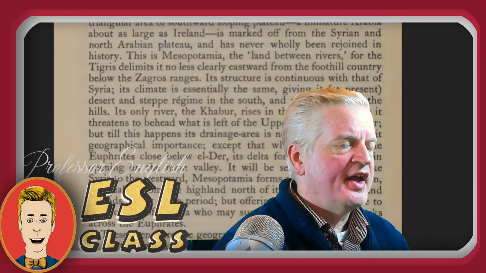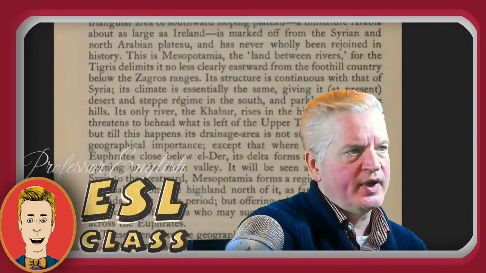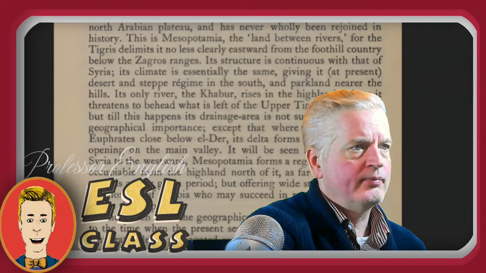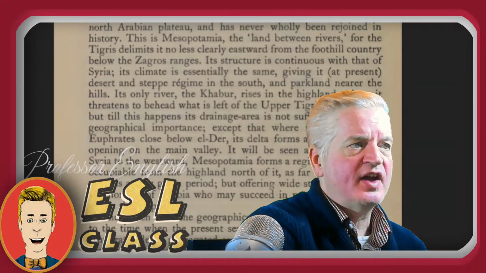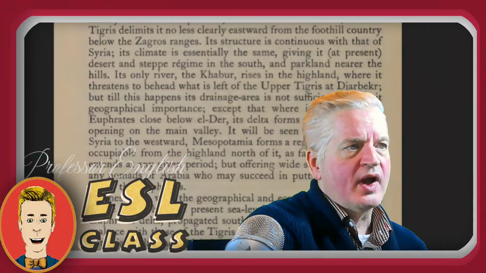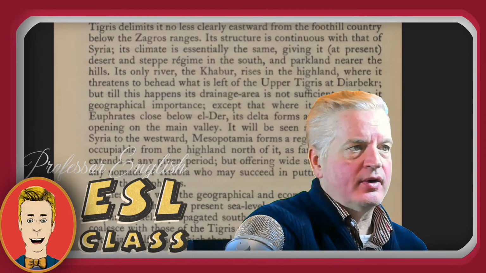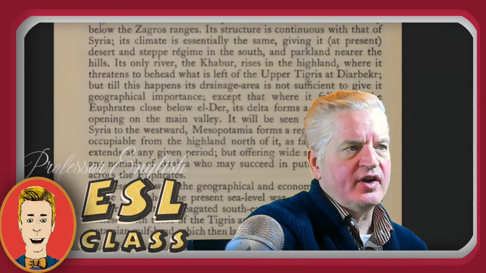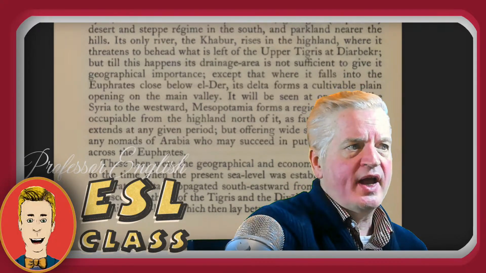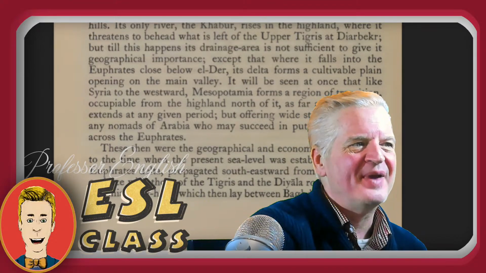This is Mesopotamia, the land between rivers, for the Tigris delimits it no less clearly eastward from the foothill country between Zagros ranges. Its structure is continuous with that of Syria. Its climate is essentially the same, giving it at present desert and steppe regime in the south, and parkland nearer the hills. Its only river, the Kabur, rises in the highland where it threatens to behead what is left of the upper Tigris at Diyarbakir. But till this happens, its drainage area is not sufficient to give it geographical importance, except that where it falls into the Euphrates, close below El Der, its delta forms a cultivable plain opening on the main valley.